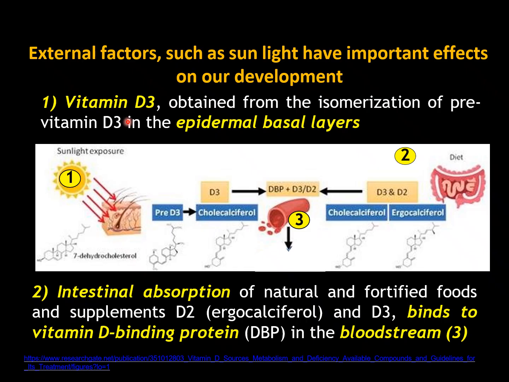Of course, the process is more complex, and for example, in the epidermal basal layer, there is the isomerization of the vitamin D3, while in the other part of the pathway, in the diet, you can have intestinal absorption of the supplements D2 and D3 that are going to end up binding to the vitamin D binding protein, or DBP, located in the bloodstream. So two different ways to get vitamin D2 and D3: sunlight and diet.